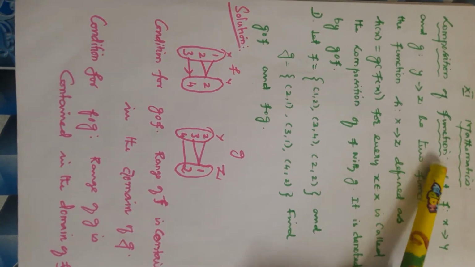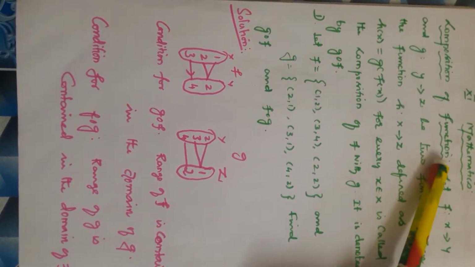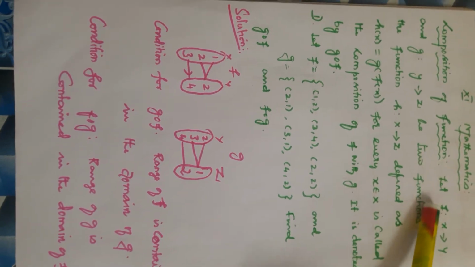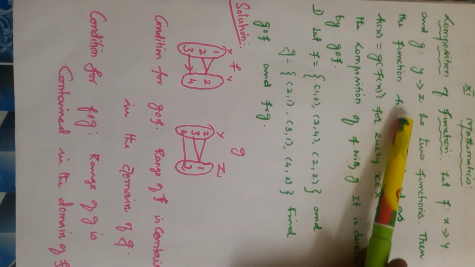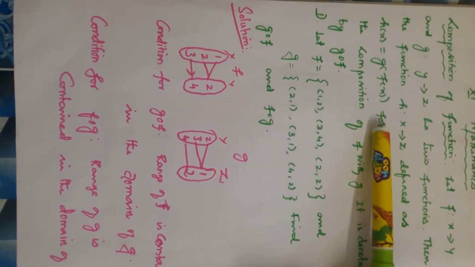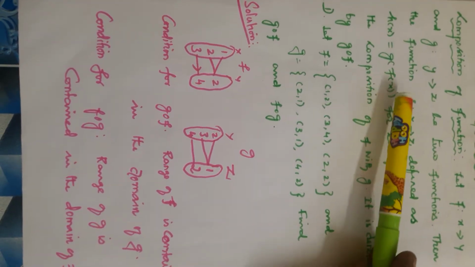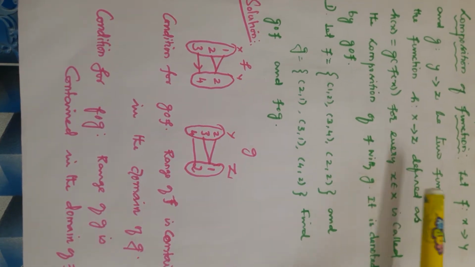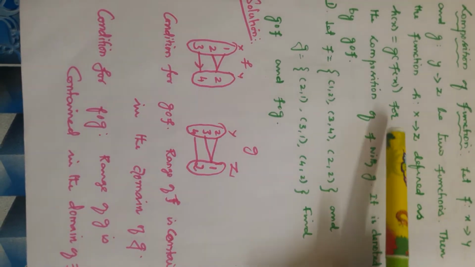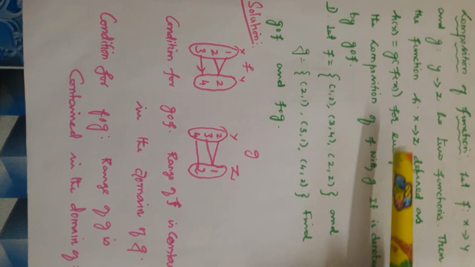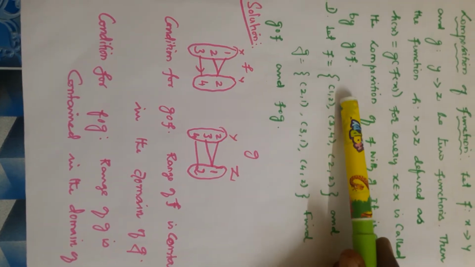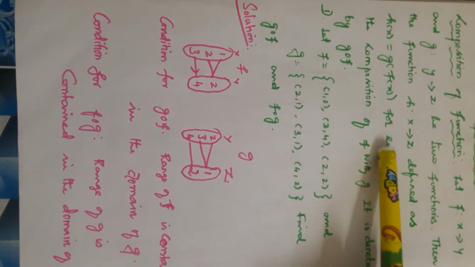Now today we are going to define a new function that is called the composition of function. Let f from X to Y and g from Y to Z be two functions. Then the function h from X to Z defined as h(x) = g(f(x)) for every x belongs to X is called the composition of f with g and is denoted by g ∘ f.